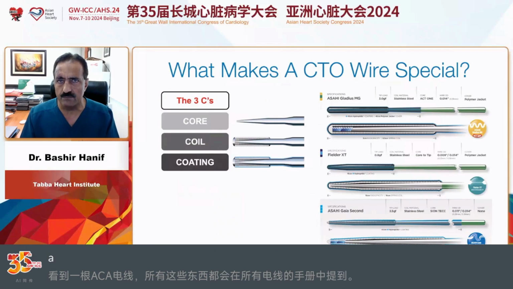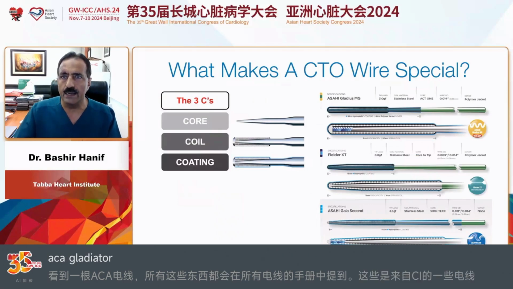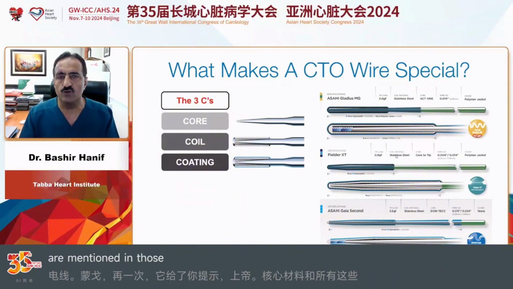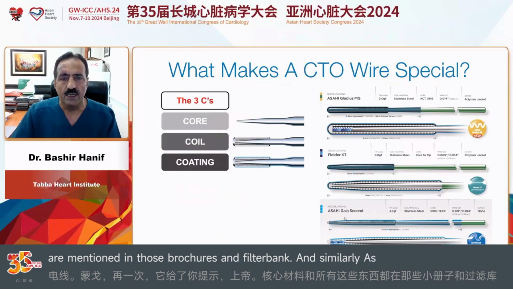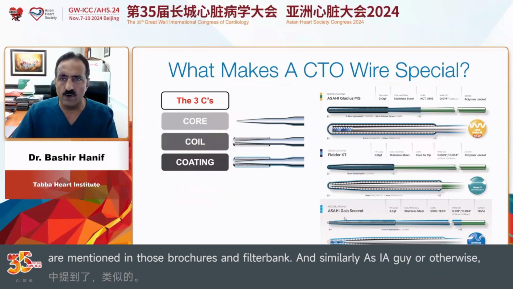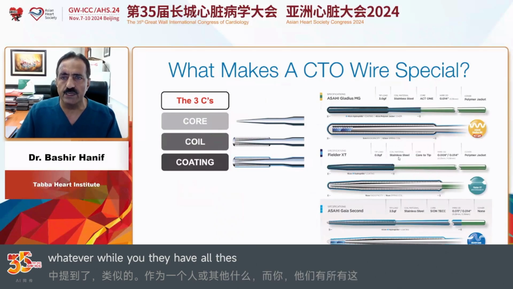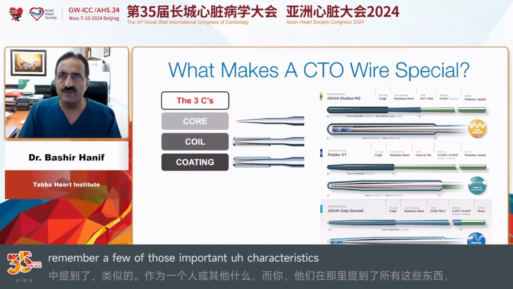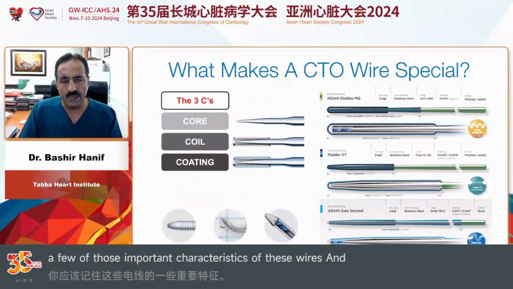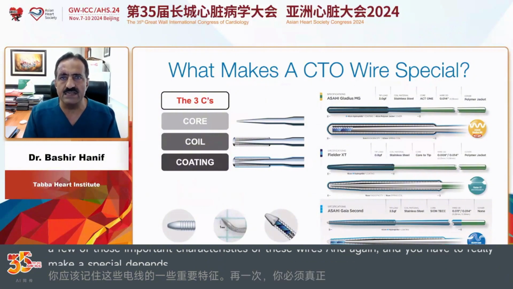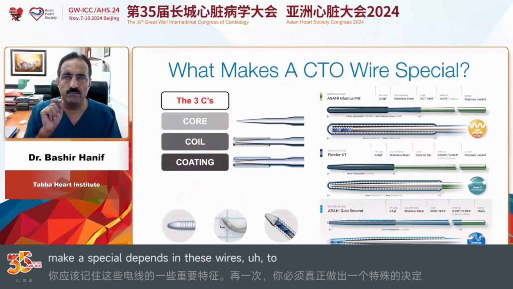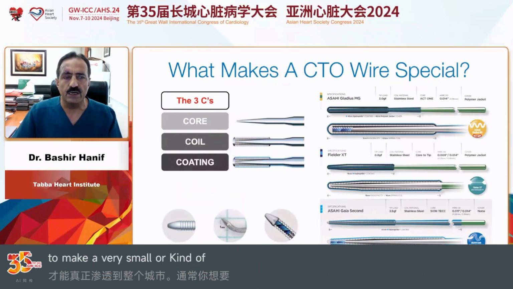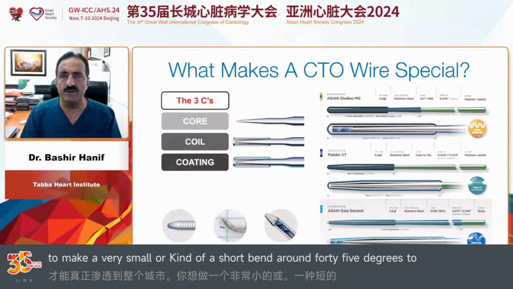These are some of the wires from Asahi: Gladius, Mongo. Again, the brochures give you the tip load, core material, and all those things, and Fielder XT, and similarly Asahi Gaia or other wires, whatever wire you use, they have all these things mentioned. You should at least remember a few of those important characteristics of these wires. And you have to make special bends in these wires to penetrate or cross that CTO. Usually you want to make a very small or short bend, around 45 degrees, to start.